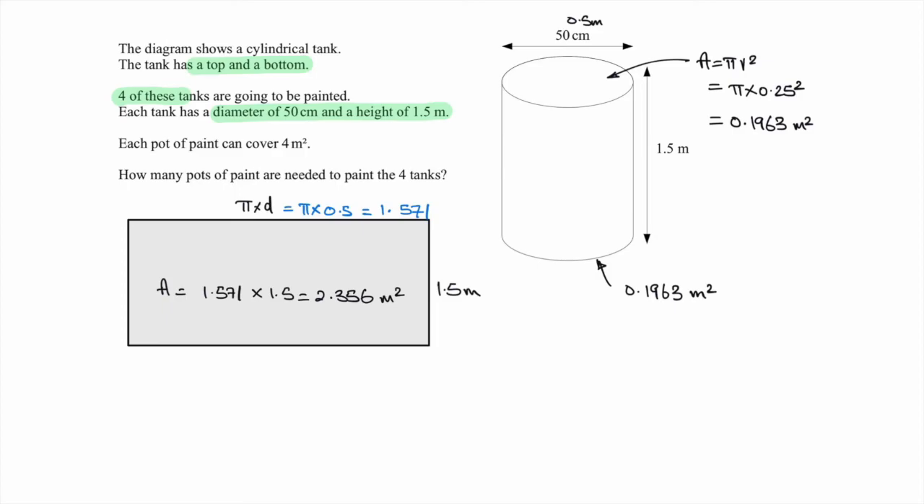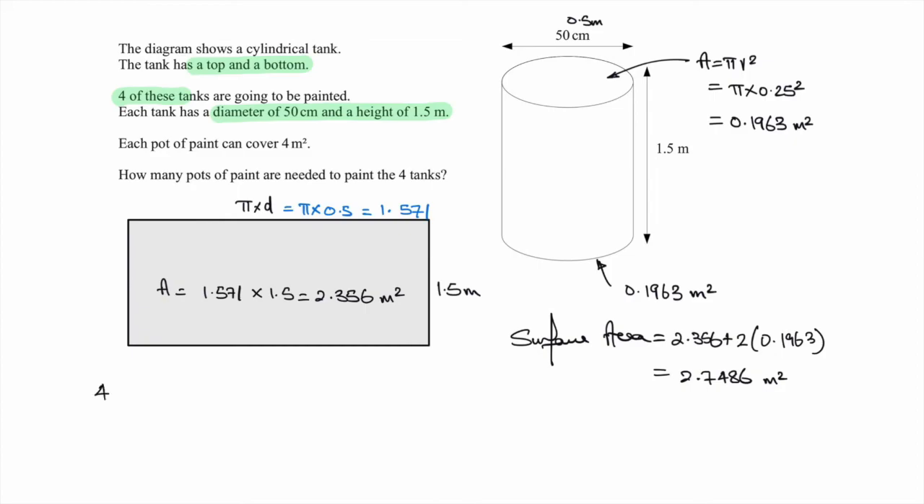Okay, perfect. Now that I've got all that, I can work out the total surface area of the tank. So surface area is going to be equal to everything added together: 2.356 plus 2 lots of 0.1963, and I'll spare you the details. That gives us 2.7486 square meters. Now that is the surface area of one cylinder, but there are 4 cylinders.